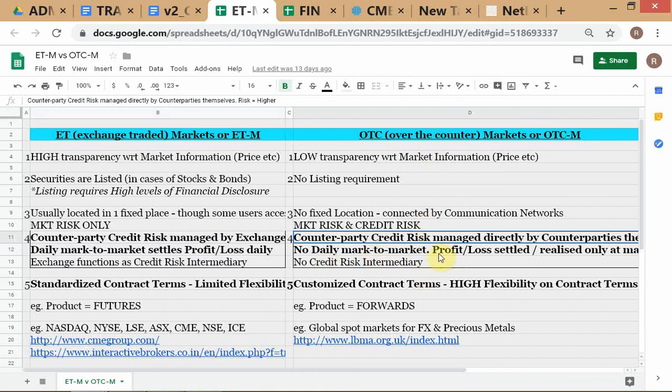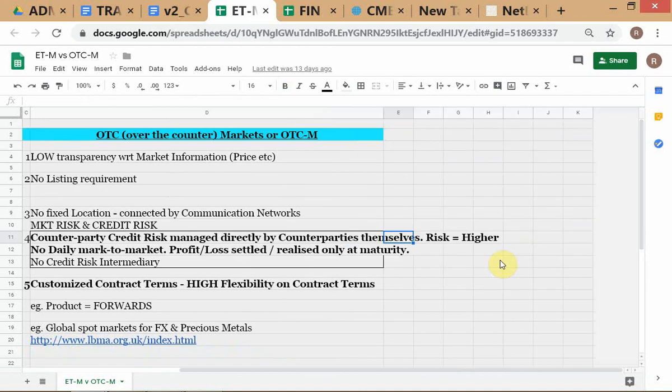the counterparty credit risk, what we just discussed in terms of a bank in LA not paying its obligations under the contract, but the Sydney bank has paid its obligations. So the Sydney bank has experienced a manifestation of credit risk. So this is the meaning of this statement, that its counterparty credit risk is managed directly by the counterparties themselves. Okay, and the risk is higher.